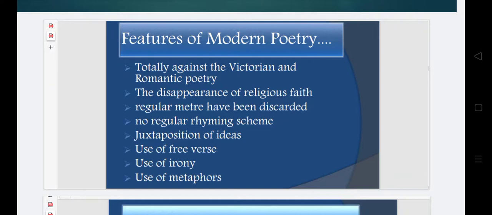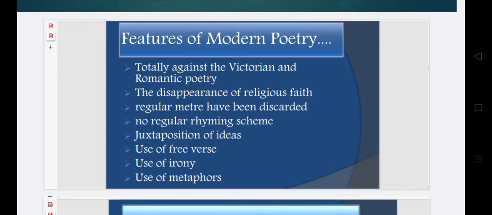So we'll now discuss some of the features of modern poetry, which include that they were totally against Victorian and Romantic poetry. So we saw a transformation in the views of modern poetry, and the disappearance of religious faith. They were less inclined towards religion due to advancement in technology and science. So before accepting anything, they want proof. And regular meter has been discarded. They break all the conventions of rhyming schemes of poetry and discover their own style. There is no regular rhyming scheme, they follow free verse, and new techniques and juxtaposition of ideas were there.